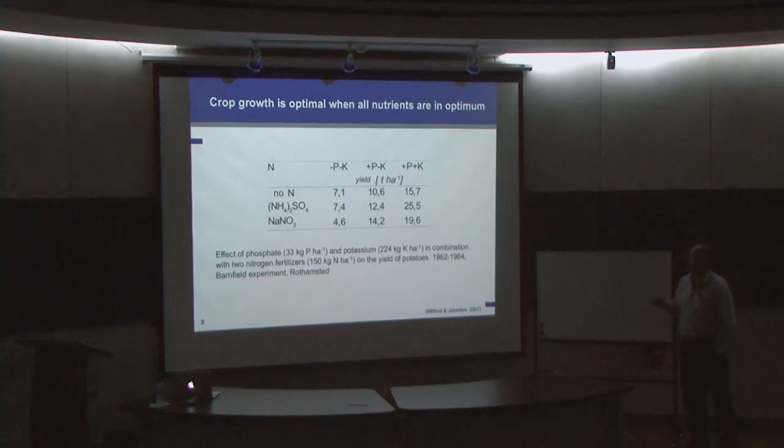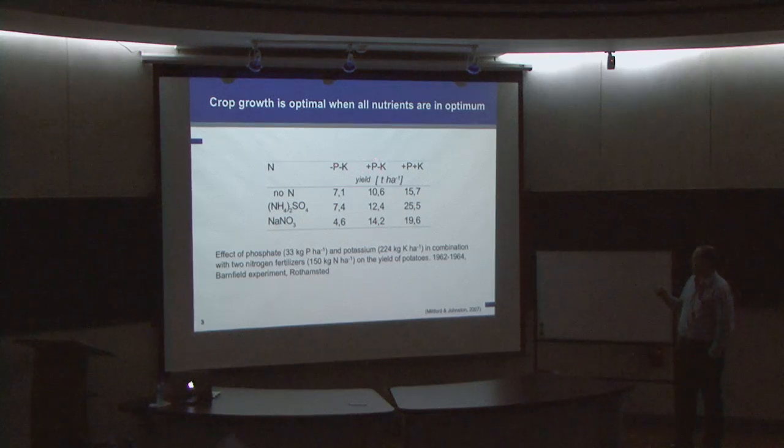The data that I want to show here is just some data of this Rothamsted experiment. Without phosphorus fertilization and without potassium fertilization here, you get more or less, well, the same amount of yield. Either you fertilize with ammonium or not, and you get even less when you fertilize with nitrate.